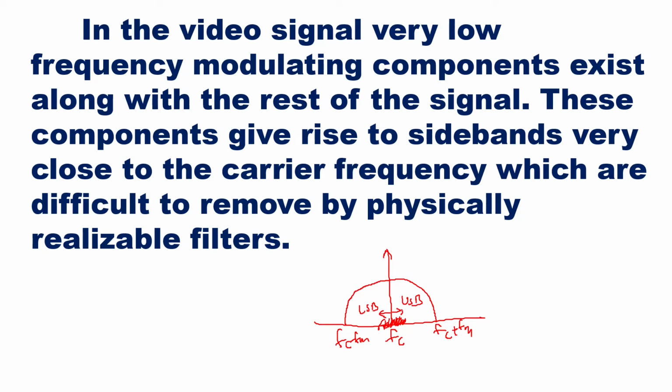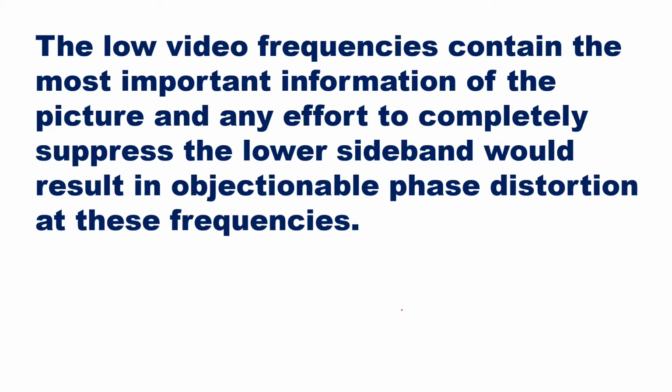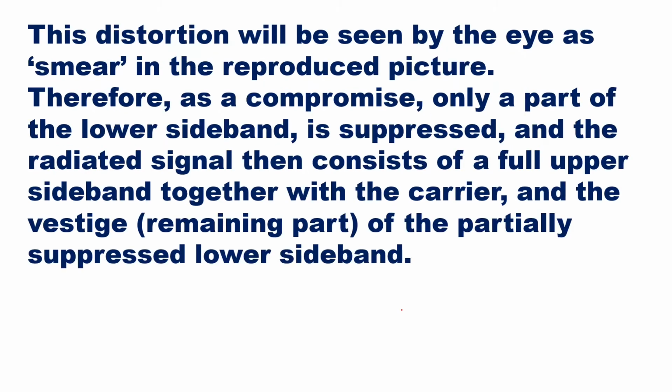These components give rise to sidebands close to the carrier frequency, which are difficult to remove by physically realizable filters. The low video frequencies contain the most important information of the picture, and any effort to completely suppress the lower sideband would result in objectionable phase distortion. So if you send only one sideband, it will miss out the lower frequencies, which will cause objectionable phase distortion. This distortion will be seen by the human eye as smear in the reproduced picture.